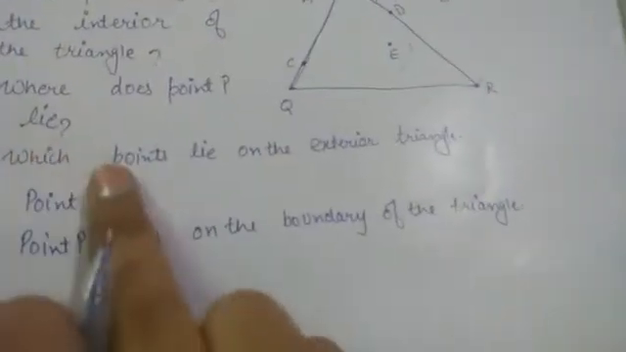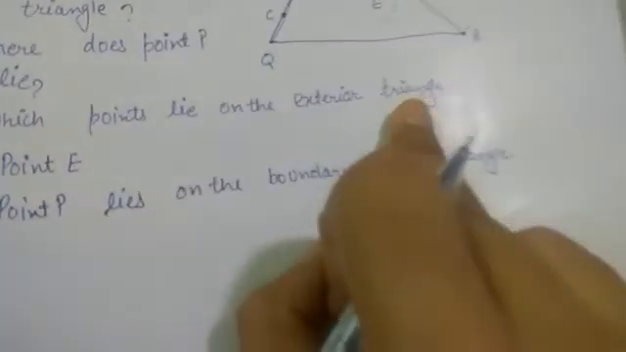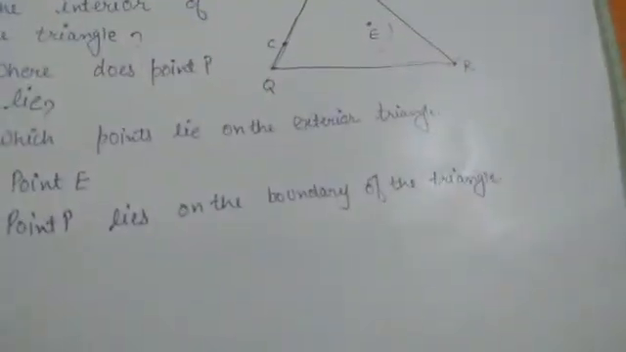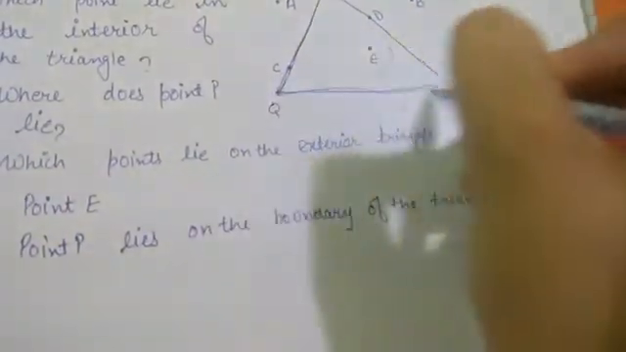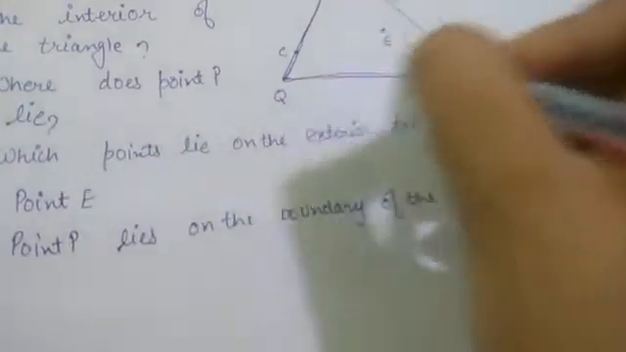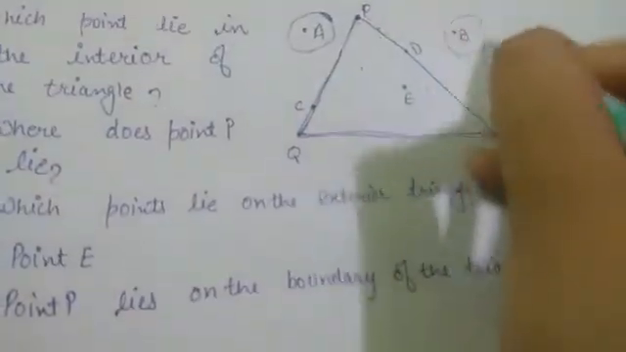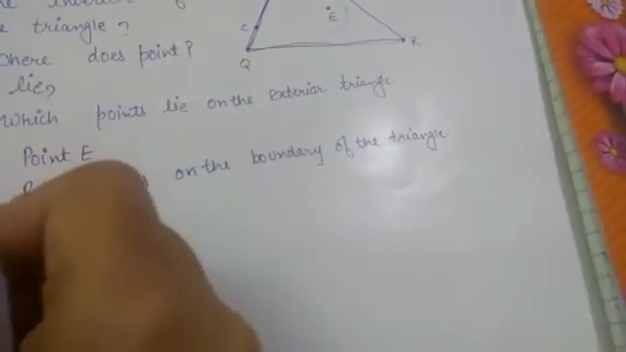The next question is, which point lies in the exterior of the triangle? Exterior means outside the triangle. These points are lying on the boundary of the triangle. These are inside the triangle, and the ones outside the triangle are only these 2 points. You can understand by yourself which points are lying completely outside, not on the boundary of the triangle, just outside the triangle. Those are 2 points, point A and point B.